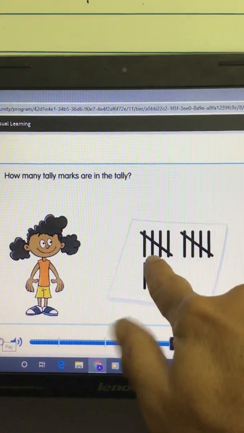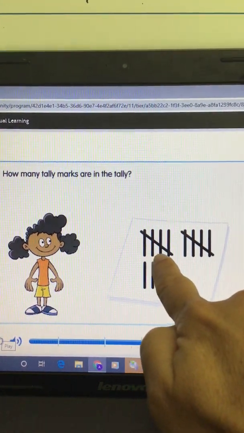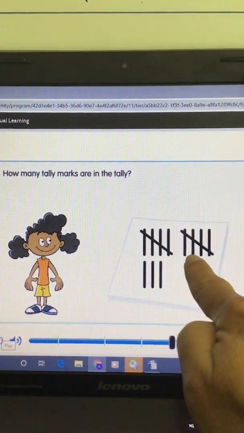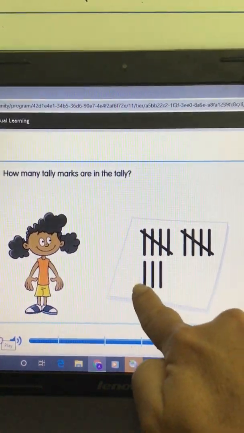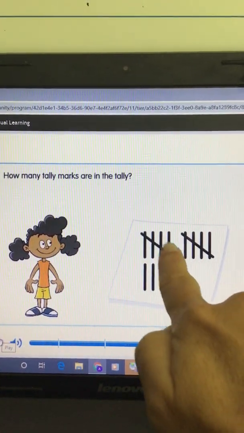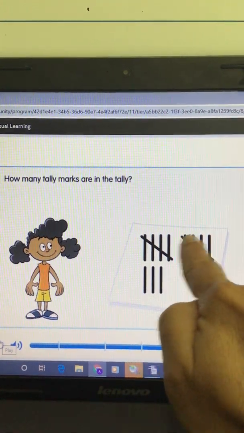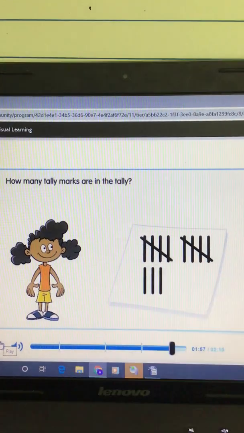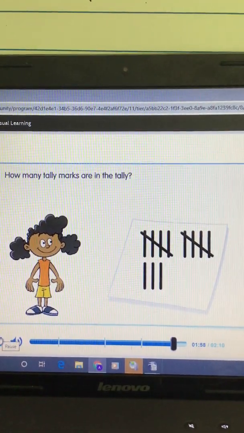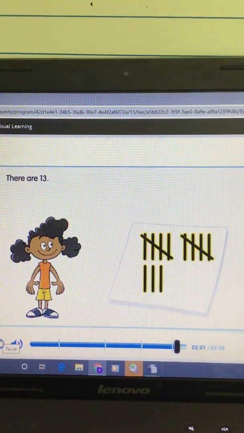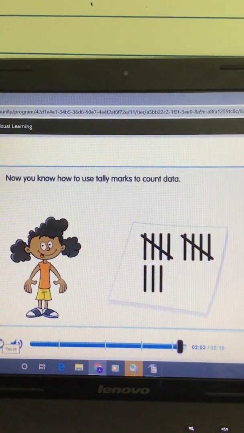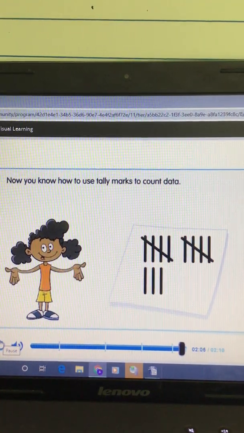It's okay if you want to count every line, 1, 2, 3, 4, 5, 6, 7, 8, 9, 10, 11, 12, 13. Or if it's easier for you to count by fives, 5, 10, 11, 12, 13. There are 13. Now you know how to use tally marks to count data.